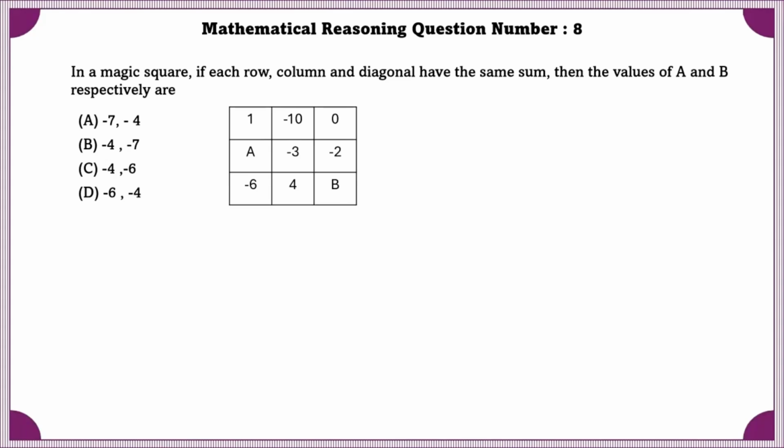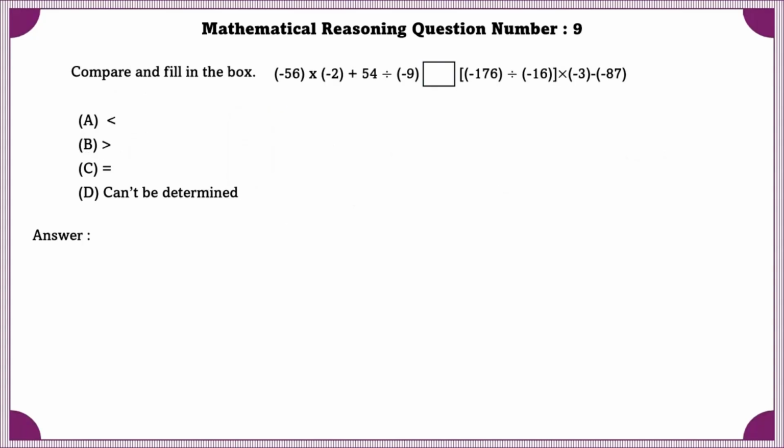Mathematical reasoning question number 8. In a magic square, if each row, column and diagonal have the same sum, then the values of A and B respectively are. The sum of a row/column/diagonal here is minus 9. In order to find A, the total sum plus A should be minus 9. Here, A plus minus 3 plus minus 2 is equal to 9. A could be minus 4 so that the sum would be minus 9. Similarly, B can be minus 7.